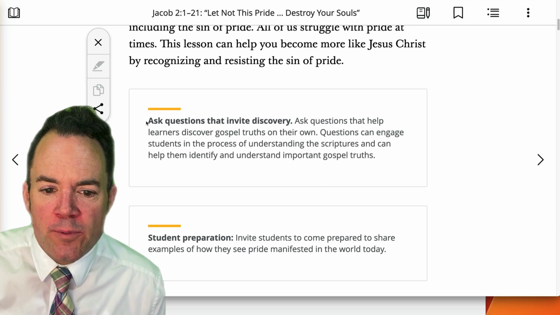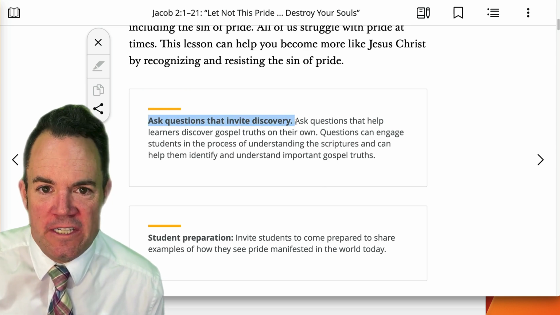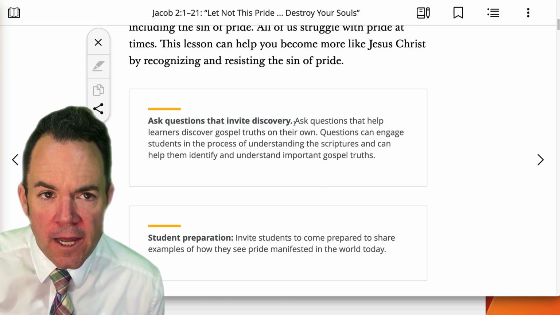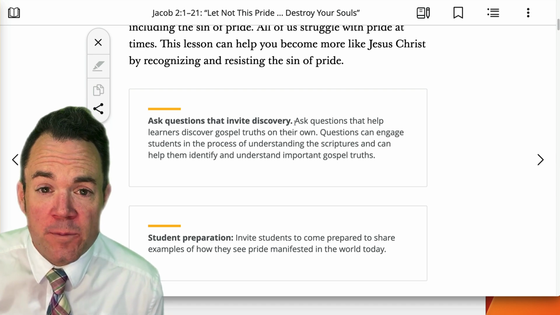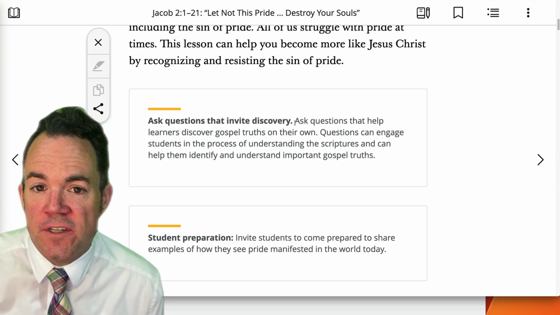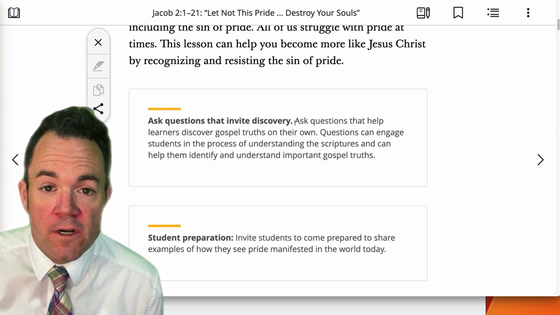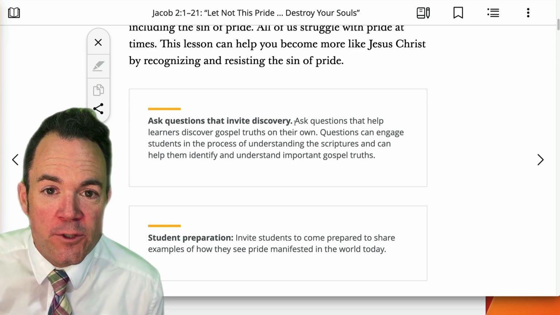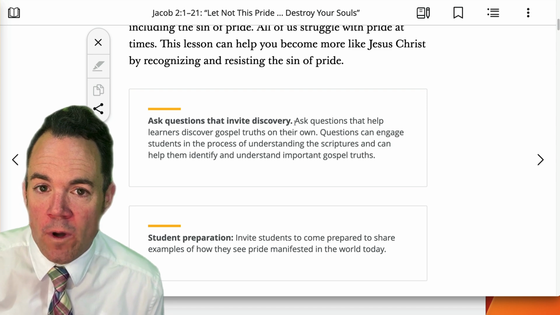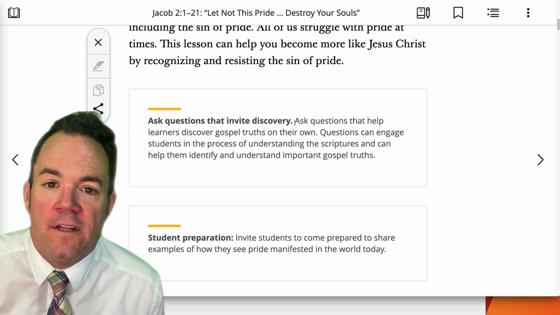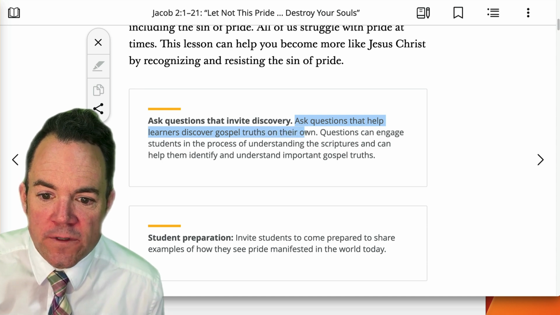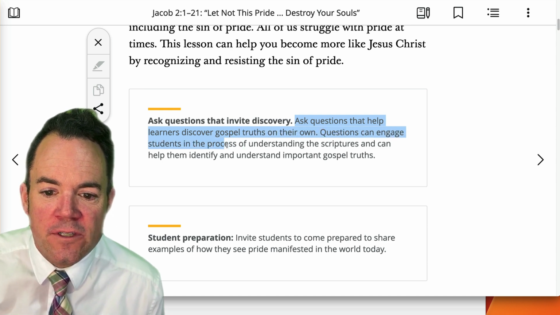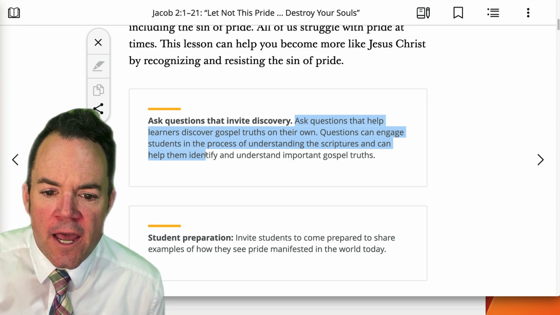The principle or the idea here is to ask questions that invite discovery. And these are open-ended questions. We all have experiences with pride. It's just sometimes our students, and maybe even we ourselves, don't have a lot of opportunities to articulate exactly what pride is and how it affects our lives. So ask questions that help learners discover gospel truths on their own. Questions can engage students in the process of understanding the scriptures and can help them identify and understand important gospel truths.